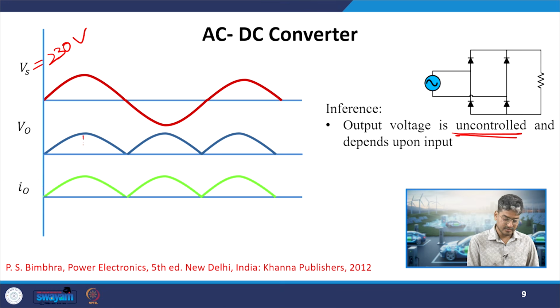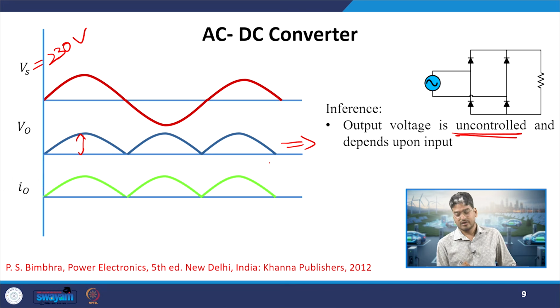The shape of this one, or the amplitude, will be fixed at 311, and the average value, if I calculate the DC value of this one, will also be fixed. Now, it depends only on the input voltage. Okay. If I want to regulate the voltage V0, suppose I want a variable V0, what option is available with me?